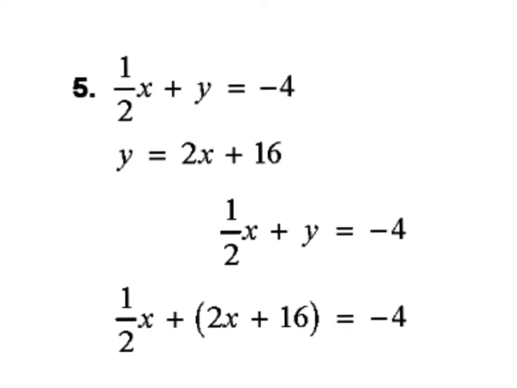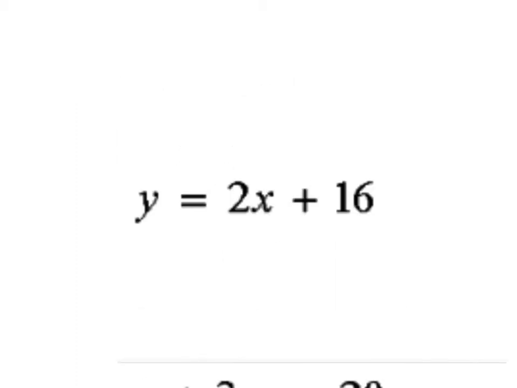okay, now what we're going to do is this. We're going to plug what we have right here, where y equals 2x plus 16, into our original equation of 1/2 x plus y is equal to negative 4. So instead of this y right here, we're going to substitute that with 2x plus 16. And that's where that 2x plus 16 comes from right here. Make sure that at this point you're solving for x.